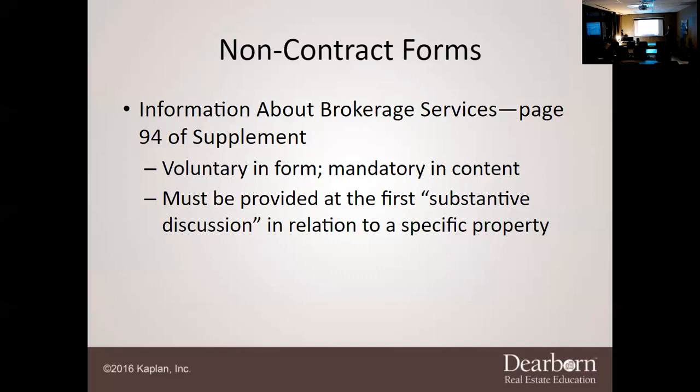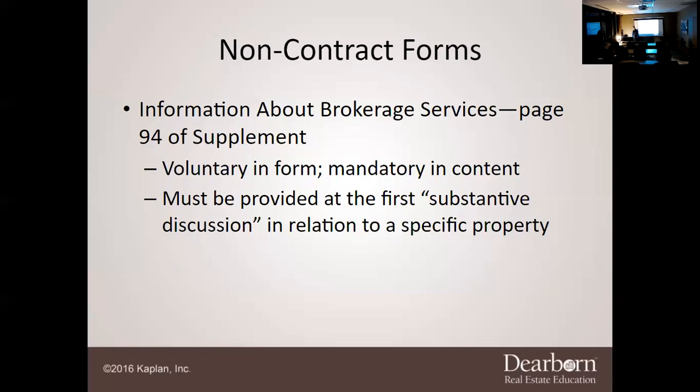Because the fact is, Mr. Colton just is inquiring about information. But if we get to a property and he starts asking me, well, how much are they taking for rent? How much is security deposit? How much is this? How much is that? How much? We are now having substantive dialogue. I now need to give him an IABS form, okay? It's my obligation. You fail to give this to them, you can get in trouble.